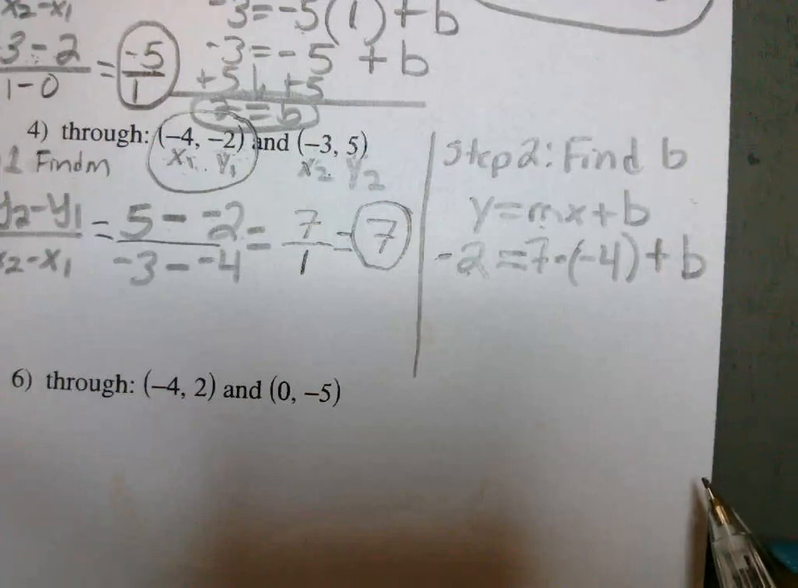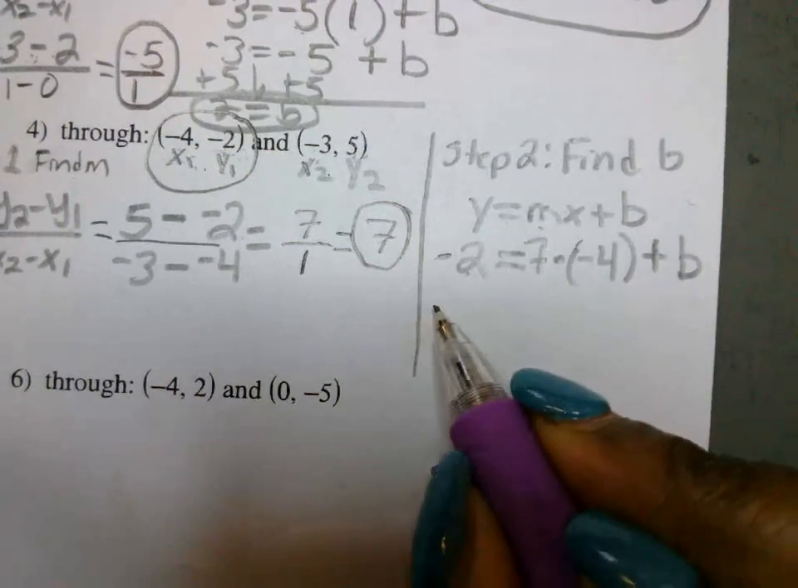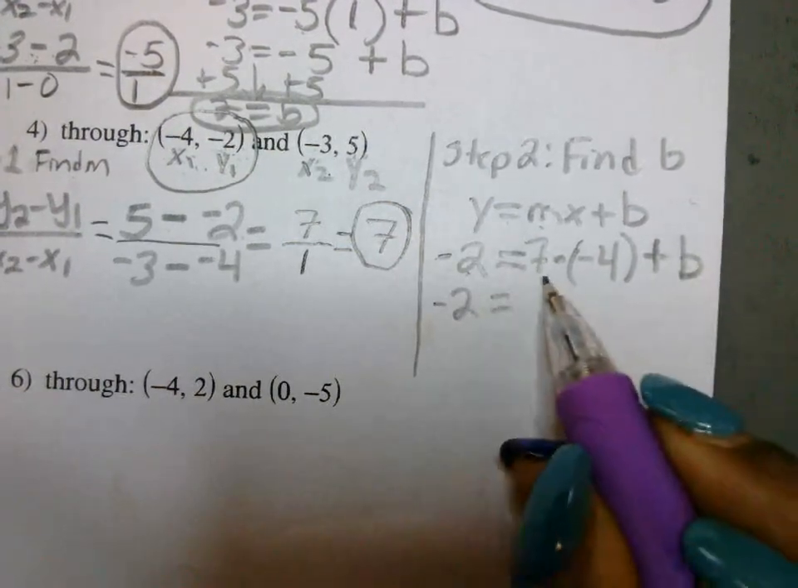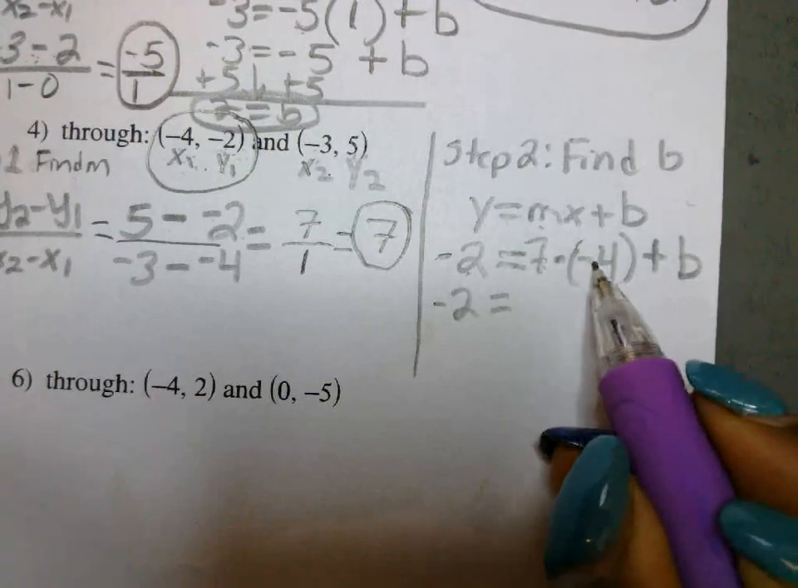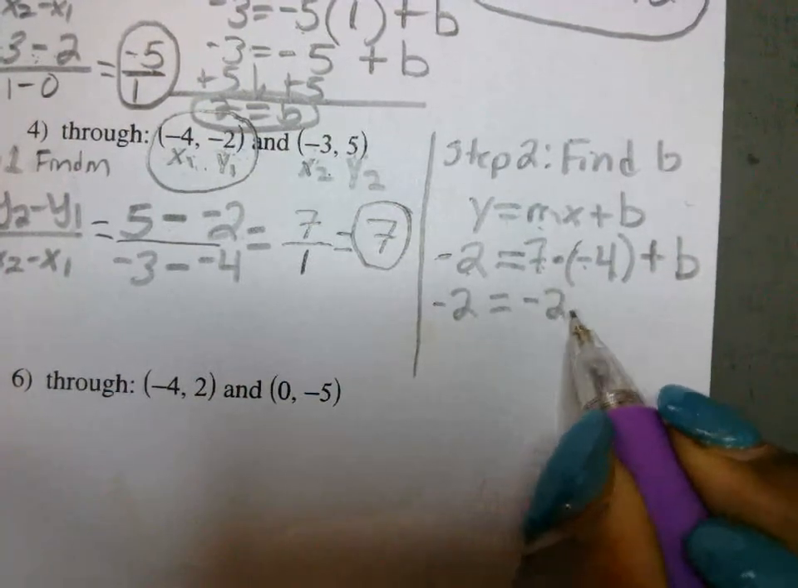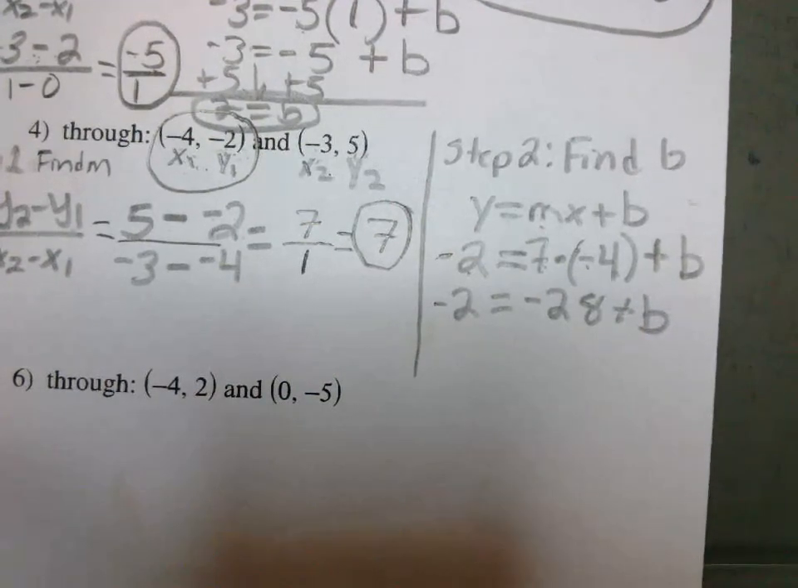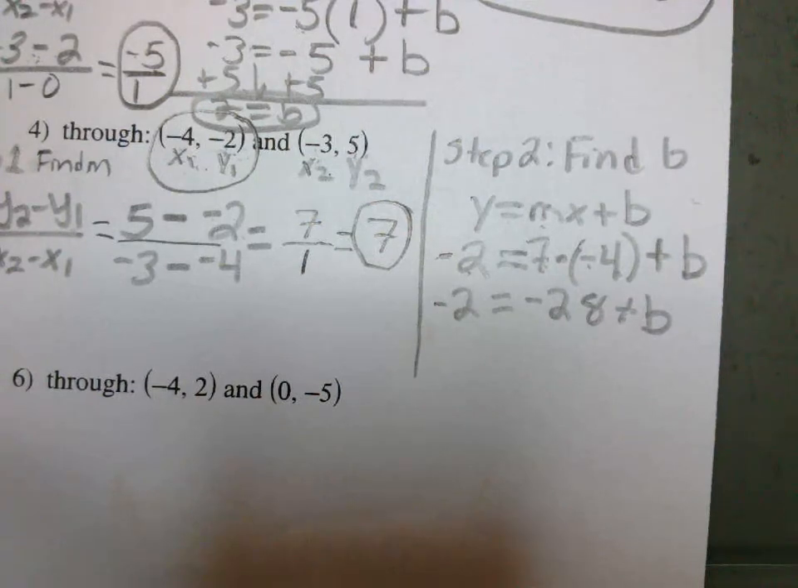Write this down, baby. Okay. Bring down the -2. Bring down the equal sign. Let's multiply. What's 7 times a -4? Very good, baby. -28. Bring down the plus b. Frank, write this down. Kaylin, sit up.